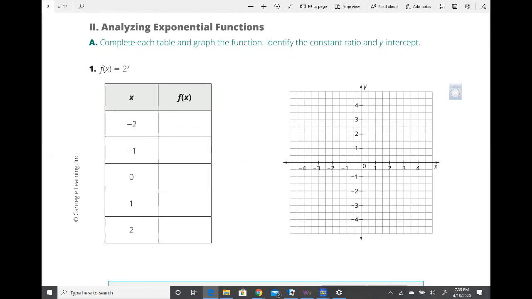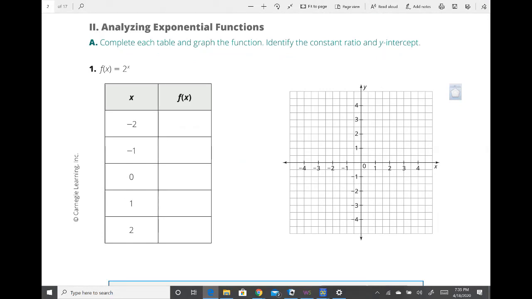Like I said, you can download it, print it out, or you can go ahead and do the work on a separate sheet of paper, upload it, whatever's easier for you to do. Okay. So here we go. Let's go ahead and do this.